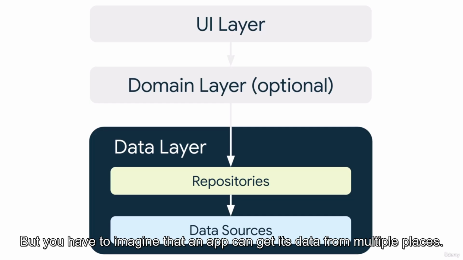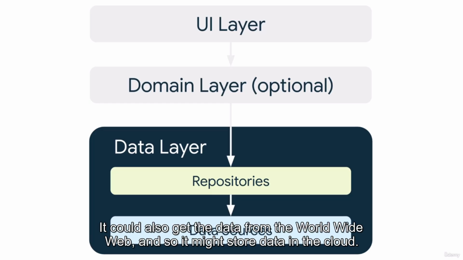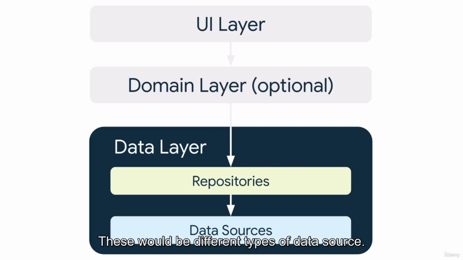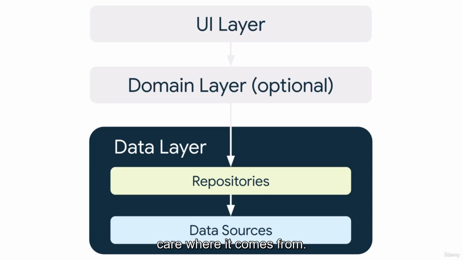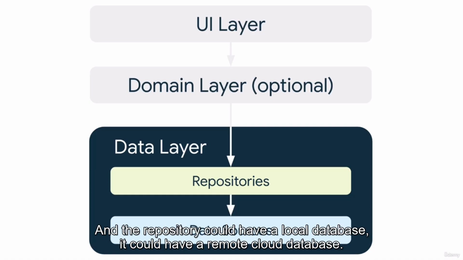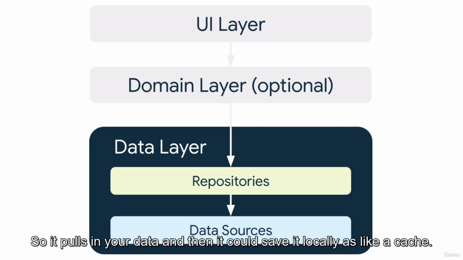But you have to imagine that an app can get its data from multiple places. It could get the data from a local in-app database stored on the phone. It could also get the data from the World Wide Web, and so it might store data in the cloud. These would be different types of data source. But if you introduce a repository, which the UI layer requests from, well then, the UI layer doesn't care where it comes from. And the repository could have a local database, it could have a remote cloud database, it could even have both. So it pulls in your data, and then it could save it locally as like a cache.